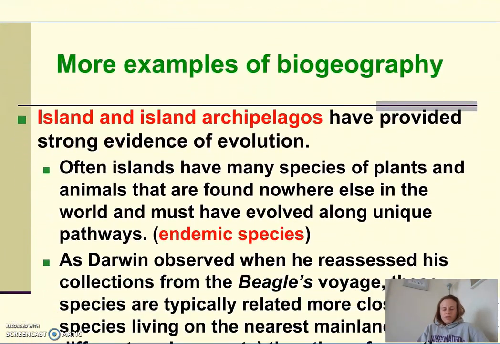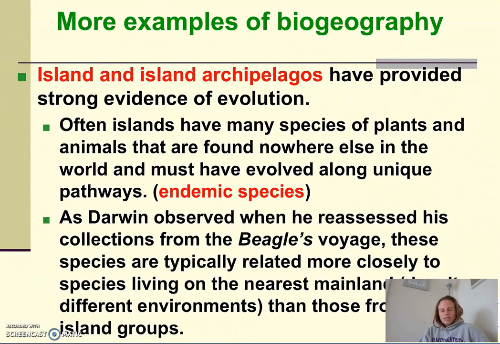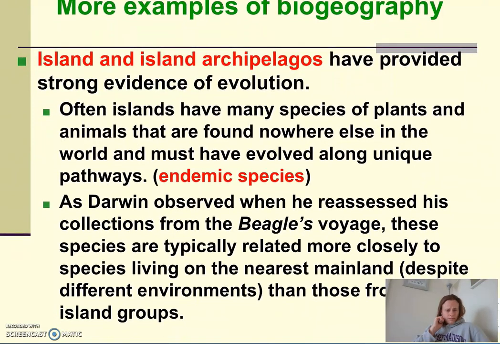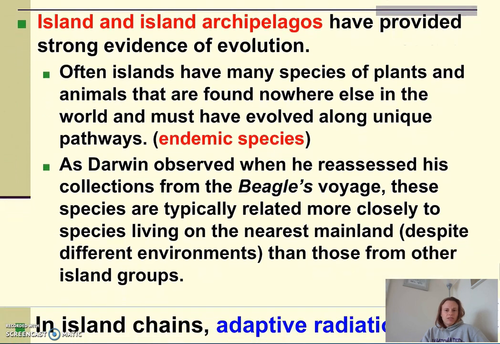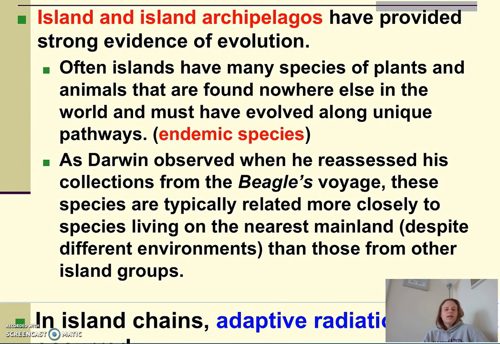Some other examples of biogeography include the observations that Darwin made on islands. Often islands have many species of plants and animals that are endemic, meaning they are native to that specific island. They have adapted characteristics that are favorable for that island's specific environment. So when Darwin reassessed his collections from the Beagle's voyage, what he noticed was that the species are typically related more closely to the species on the nearest mainland rather than other species from island groups.